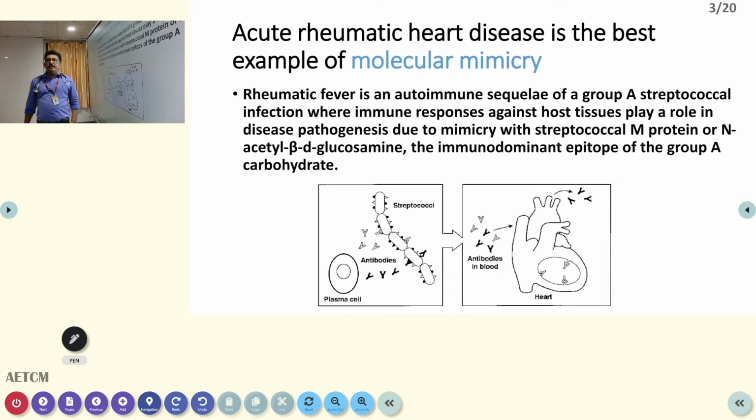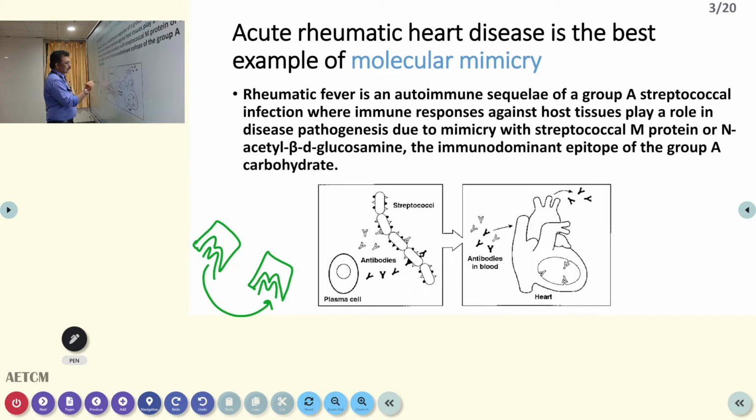Now, this is a classical example of molecular mimicry. For molecular mimicry, you should understand that there is a virus. Just imagine this is a virus. There is an antibody produced in our body against this virus. Imagine we have a cell like this. For example, this is a heart cell that has similar features to this virus. Then this antibody can even go and attach to this cell and produce damage.